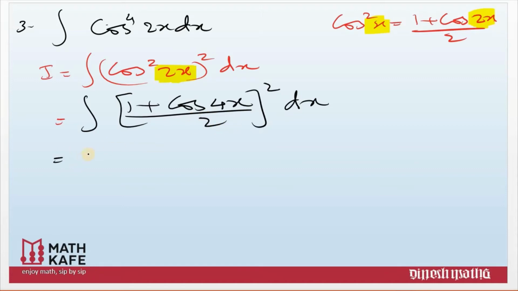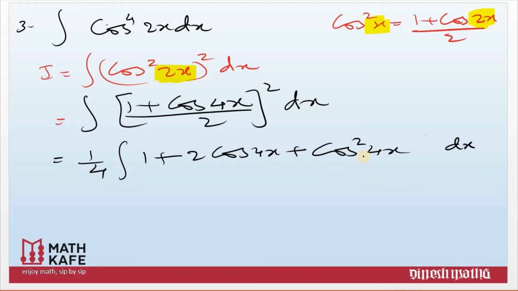Now the square of 2 is what? 1 by 4. I'm writing outside. Applying the a plus b whole square, so 1 plus 2 cos 4x plus cos square 4x. And again if you notice there is a square term, that also we need to first remove, then only we can integrate it.